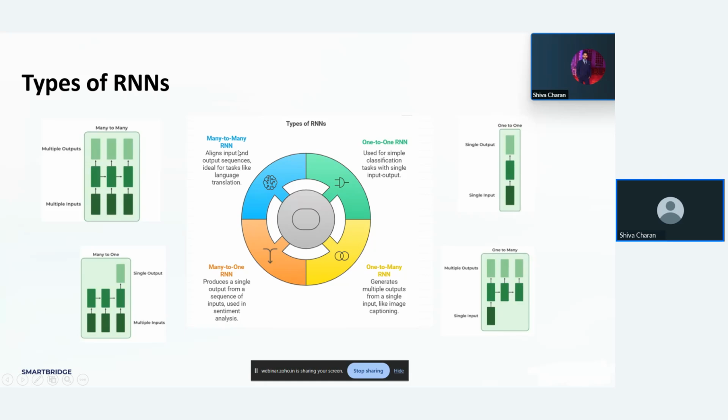So many to many means it takes many inputs and it will align the input and output sequences, and it is majorly used for language translation. It will take multiple inputs and it will also give us multiple outputs, okay? So this is about the types of RNN and their examples. Don't worry, we are having a notebook also, where we can check the differences between one to one, one to many, many to one and many to many, okay?